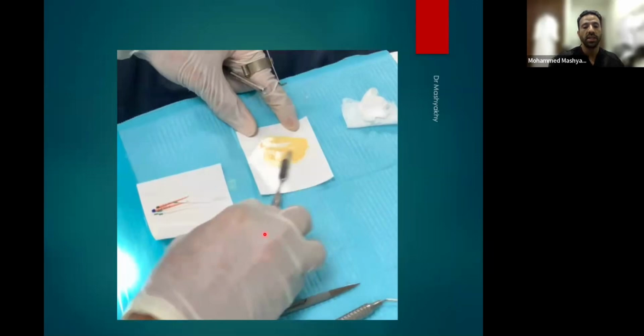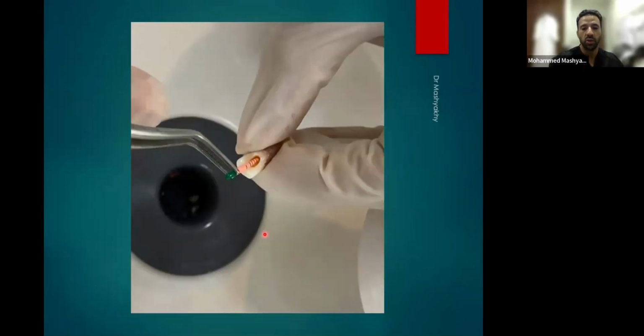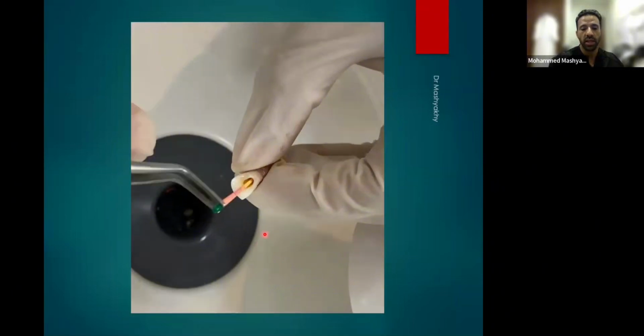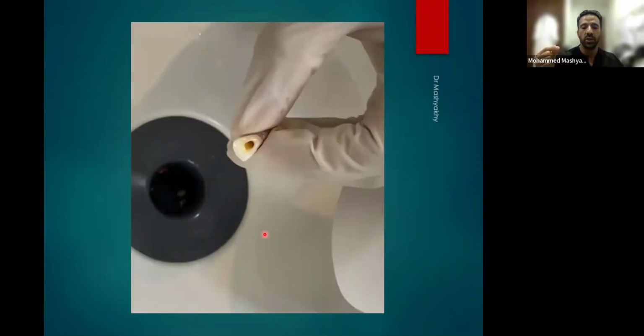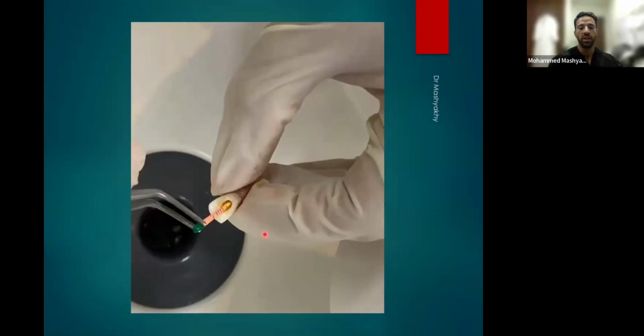And this is how you apply the sealer. Put it in the canal, go in with this motion, go all the way around, take it out. And I like to take another bite with the sealer on the tip. Then you go around again. Then you are ready to cut.